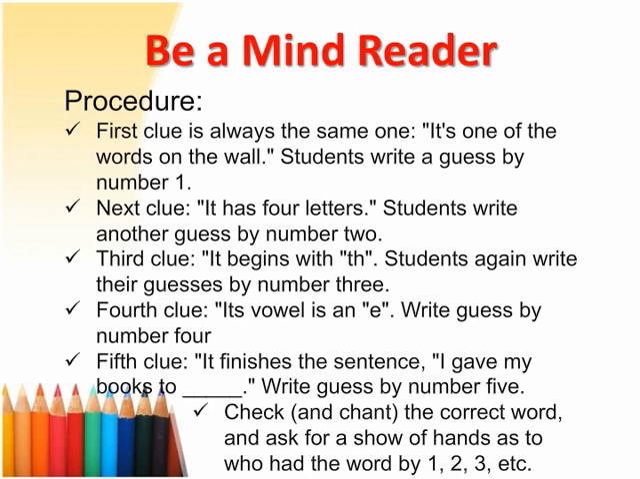The fourth clue could be, its vowel is an E. The students write a guess beside number 4. The fifth and final clue would be, it finishes the sentence, I gave my books to. The students write a guess beside number 5. Then you would check and chant the correct word and ask the students for a show of hands as to who had the word by 1, 2, 3, 4, or 5.